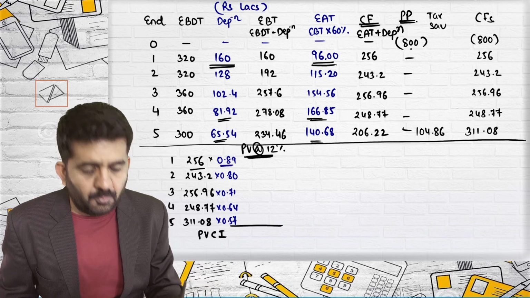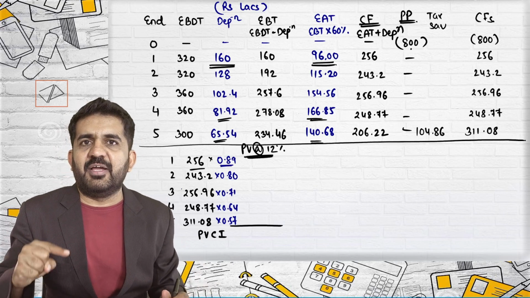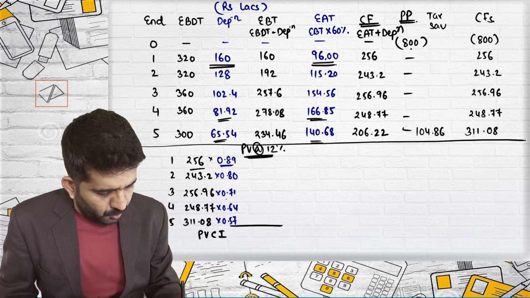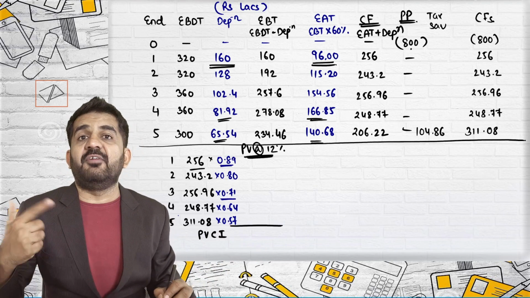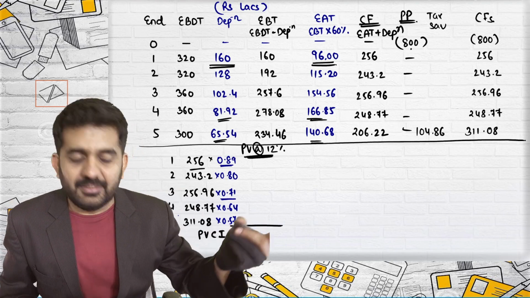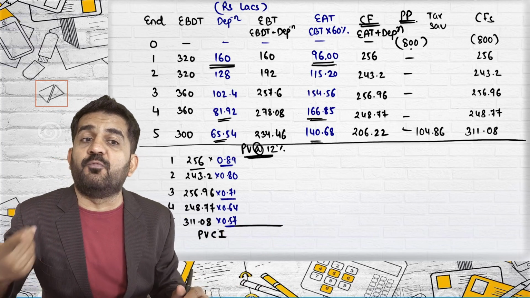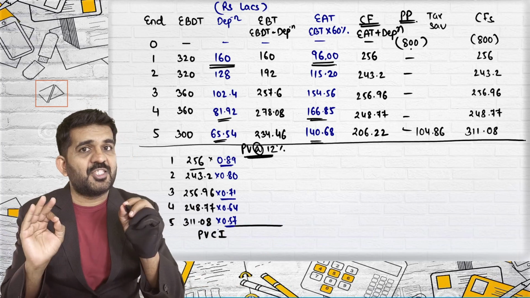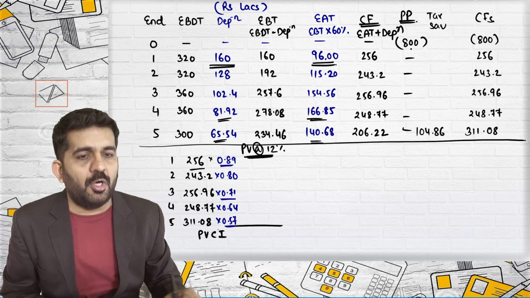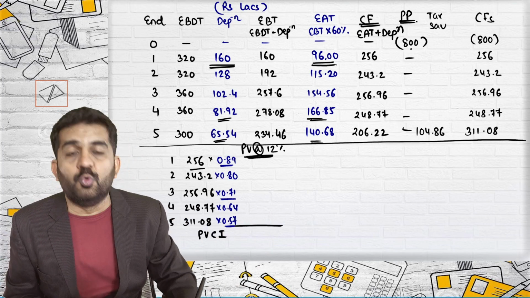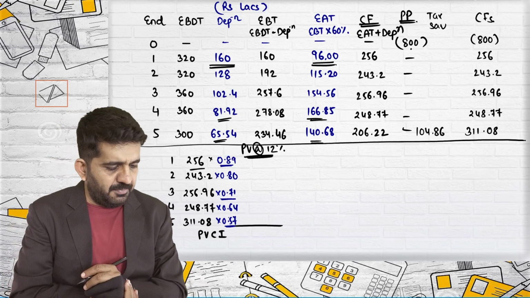Once again, what is 0.89? It is 1 divided by 1.12 raised to 1. What is 0.71? It is 1 divided by 1.12 raised to 3. What is 0.57? It is 1 divided by 1.12 raised to 5. Correct. Yes, the answer will be approximate because you have rounded it off to 2 digits. Alright, so the answer will be approximate.